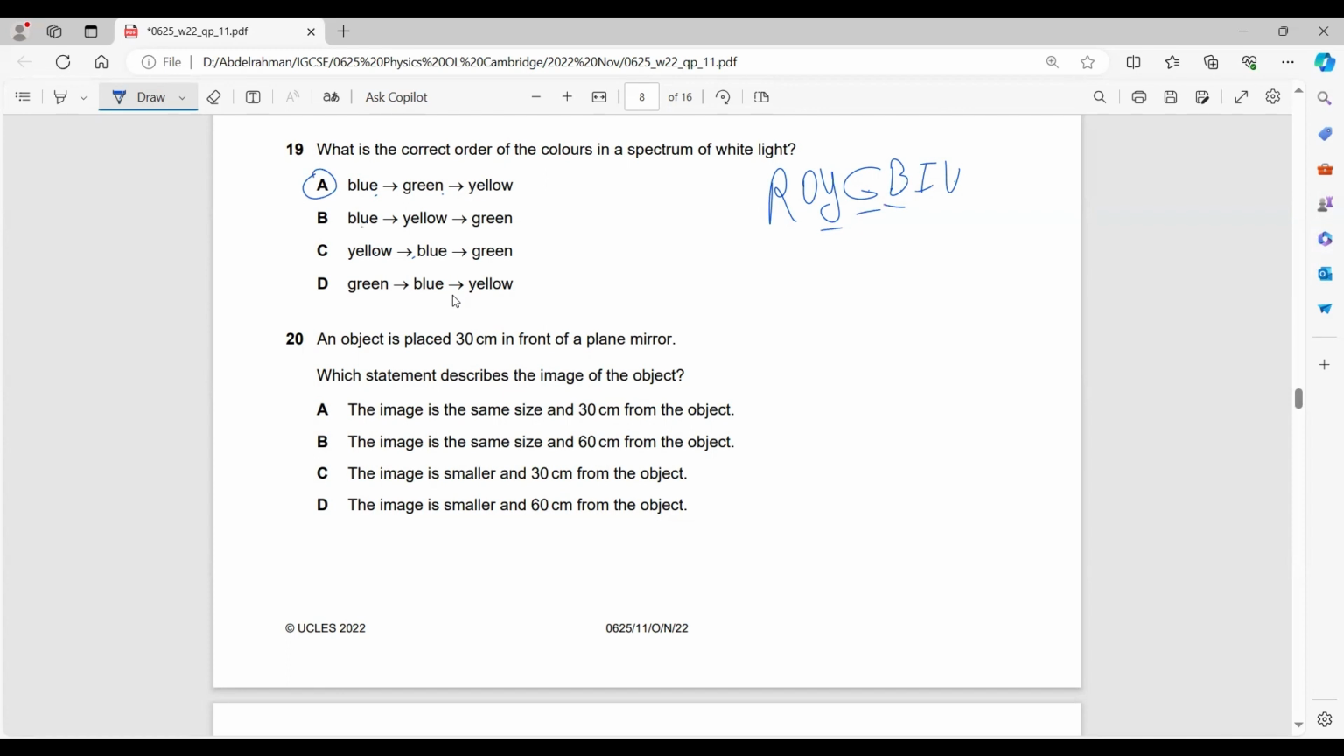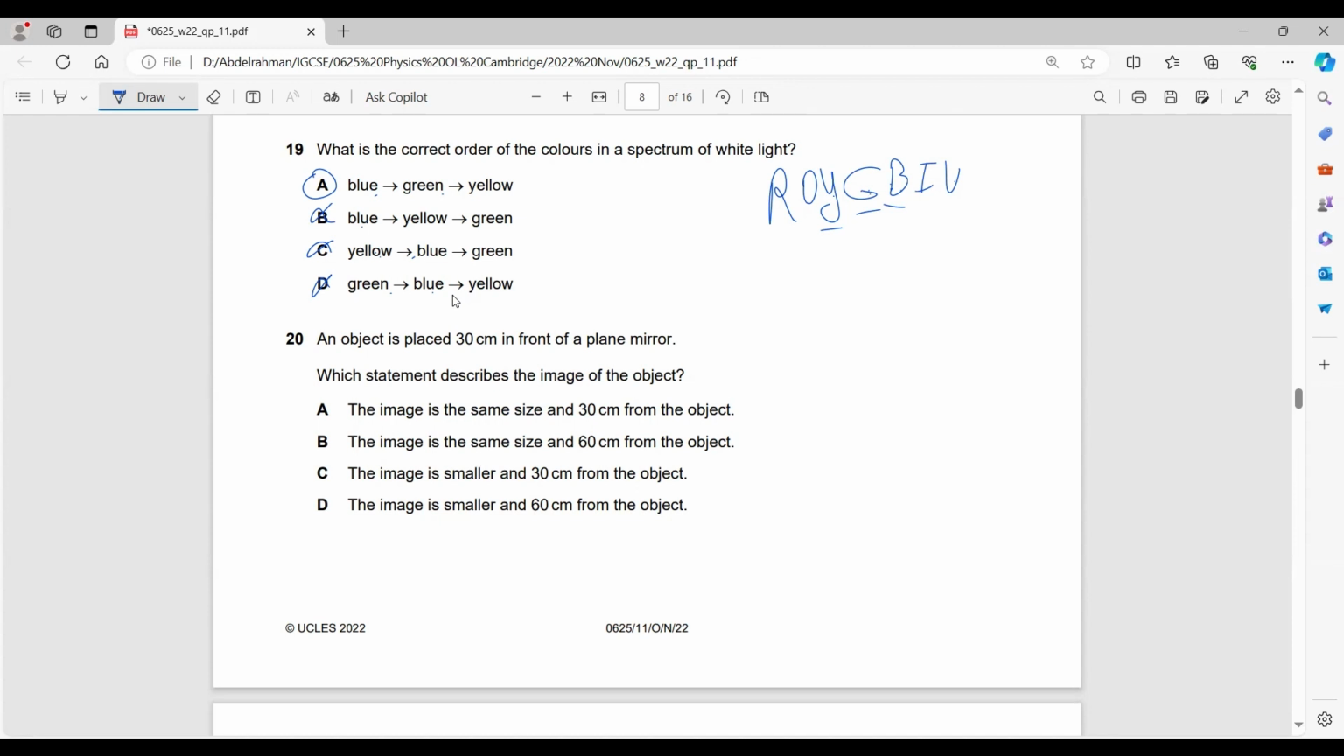You cannot say blue, yellow, and green. This is wrong. It should be green then blue. Green, blue, and then indigo. So it cannot be green, blue, and yellow. You need to eliminate the wrong answers in this question.